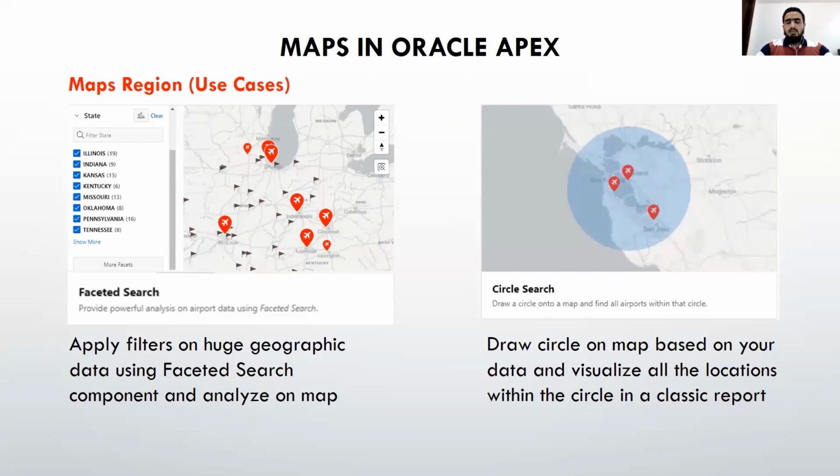The next one is just draw a circle on the map, and all the locations under the circumference of that circle, we want to get those locations. And for example, we want to show those locations in our classic or interactive report. So what will we do? We will draw a circle. We will capture the event of drawing the circle and get the locations or all the geometries from the circumference of the circle, and we will pass those things to our report as a parameter, and our report will show all the locations inside the circumference of that circle.